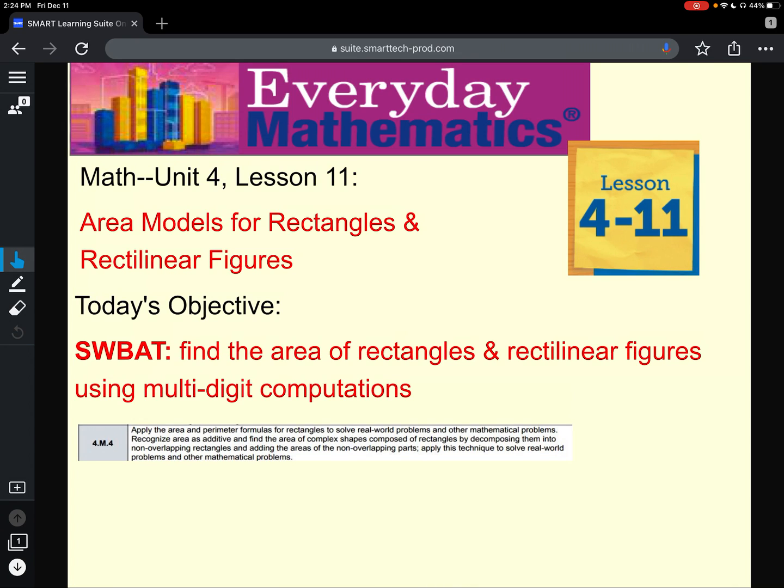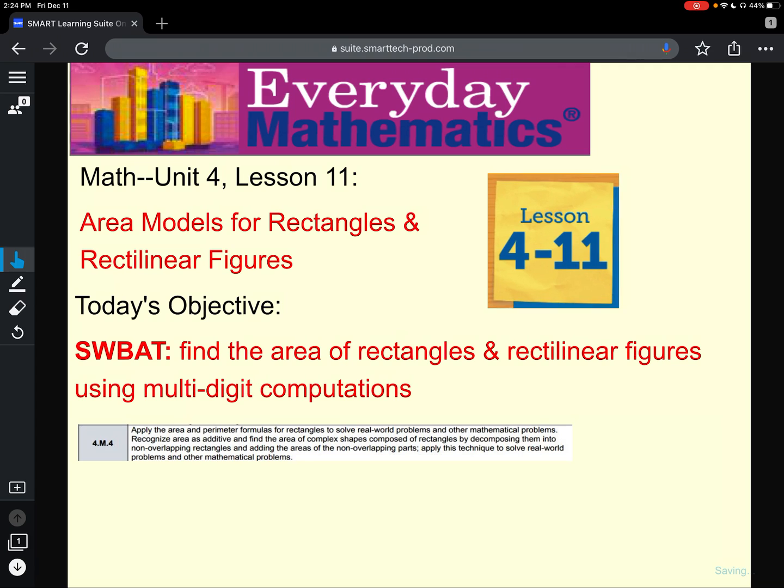Hi everyone, today we're working on Unit 4, Lesson 11. We skipped a few more lessons, that way we can wrap up Unit 4 before we go on winter break. Today we're going to be working with area models for rectangles and rectilinear figures. Our objective is to find the area of rectangles and rectilinear figures using multi-digit computations.